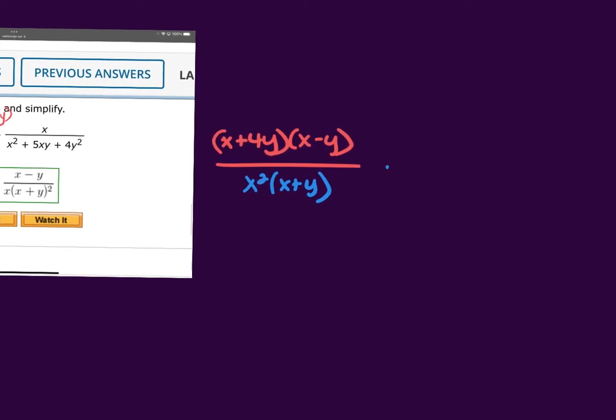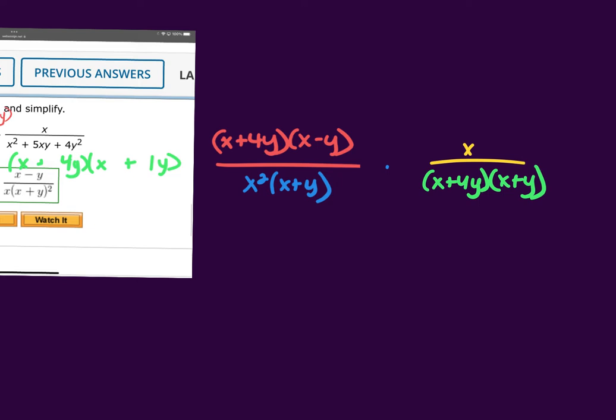To the right, the x would get left by itself. And in the denominator, again, like the top left one, you have a variable at the front and the back, but no leading coefficient. So you're looking for the factors of 4 that sum to 5, but we want to put a y after those factors. So it would be 4 and 1. And I get (x plus 4y)(x plus y).